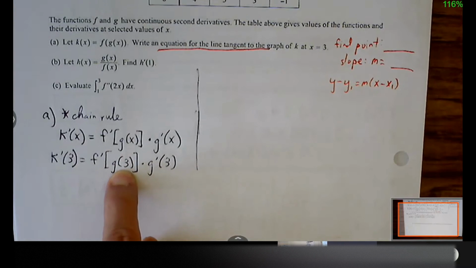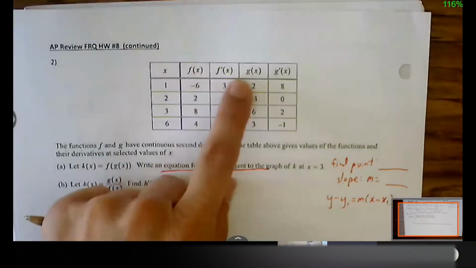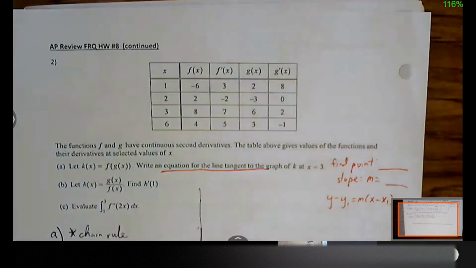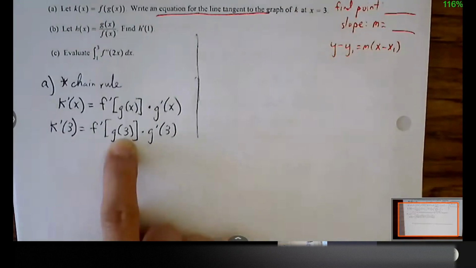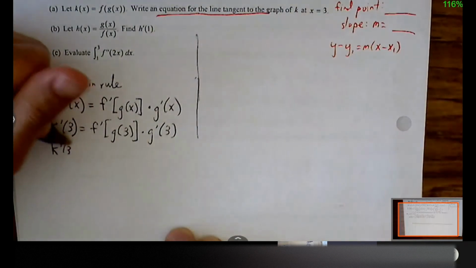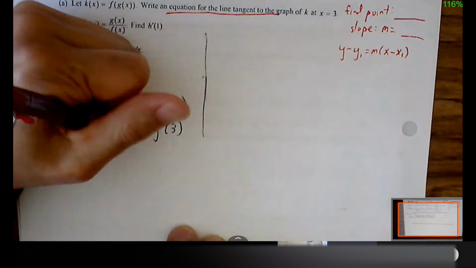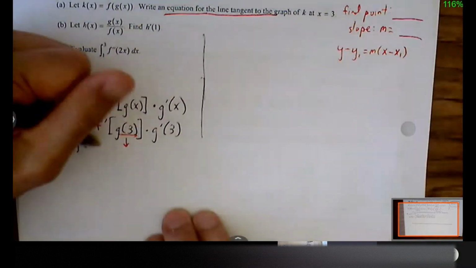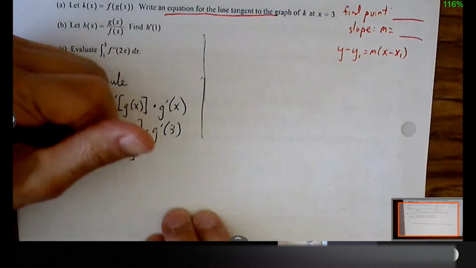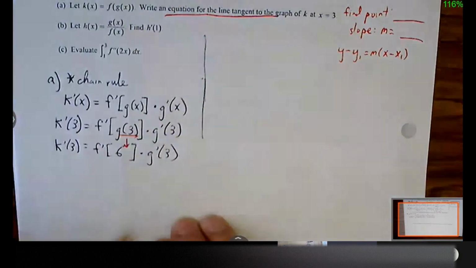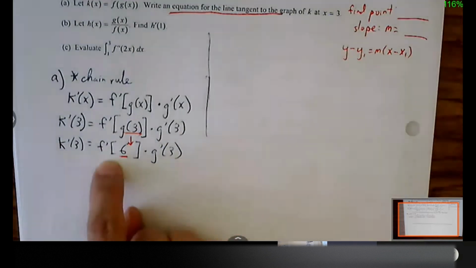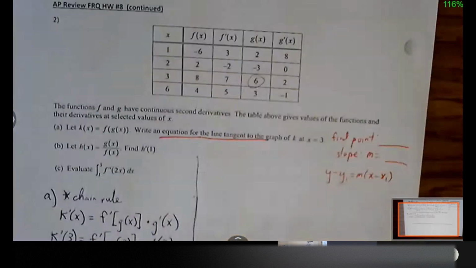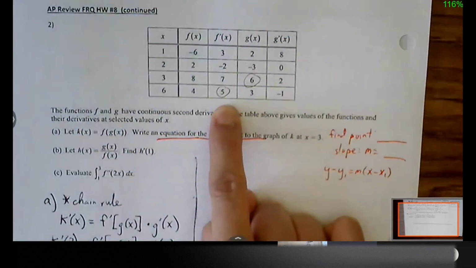Let's figure out the part that is more straightforward. G of 3. All right, that's going to be 6 here. So I replaced G of 3 with 6. Now we're having a much easier time, as now we can just evaluate f prime of 6. F prime of 6 is 5.